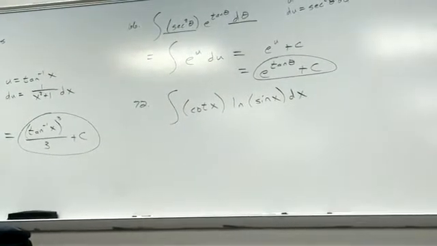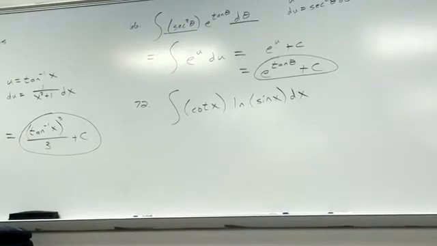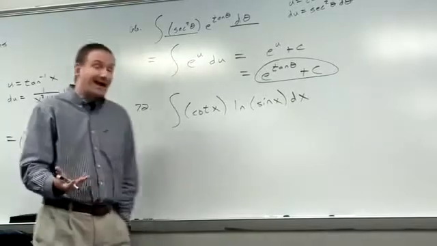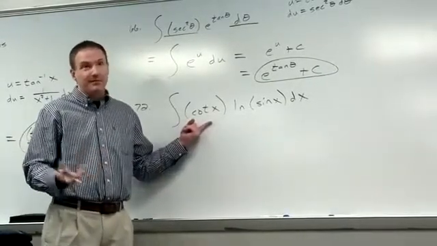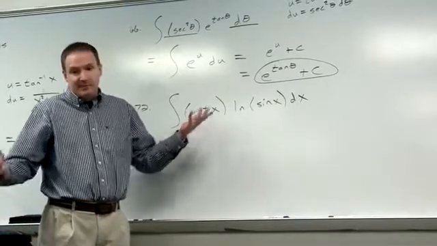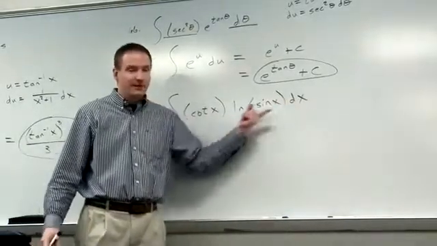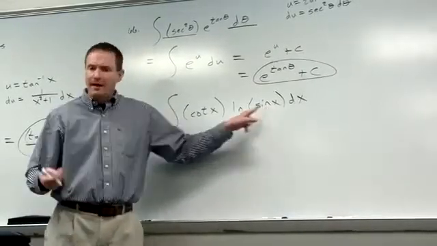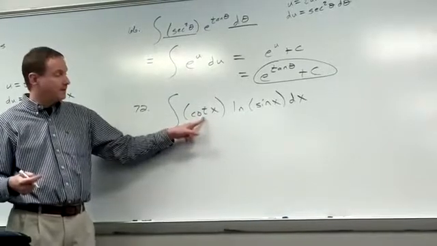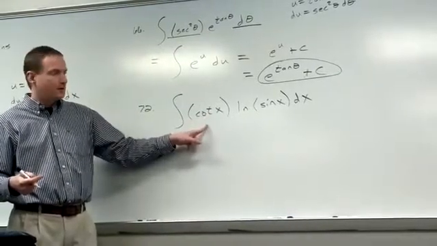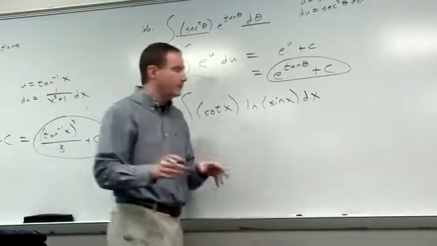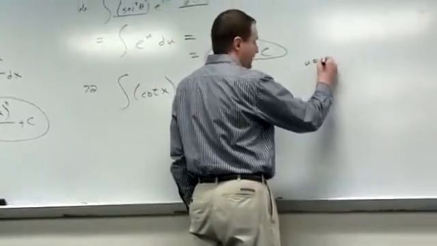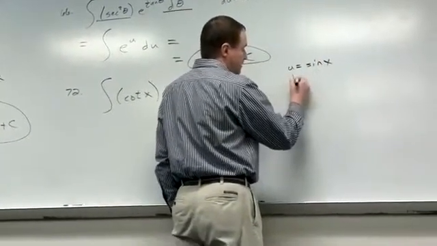So whenever you're looking at this one, you'd say, well, okay, there's no way I would let this be u, because derivative of cotangent is going to be negative cosecant squared. That's nothing over here from that. But I know derivative of sine is going to be cosine, and the cosine is there because this is understood to be cosine over sine. So I can say, okay, I can work with that, I think. And I'll say, let u equal the sine of x. So du, derivative of sine, is cosine x with respect to x.